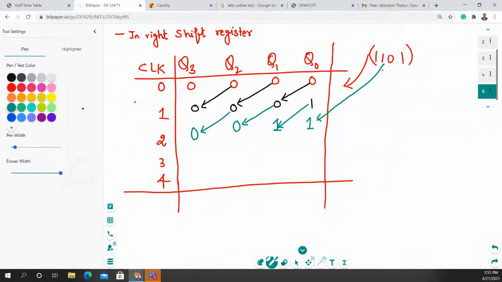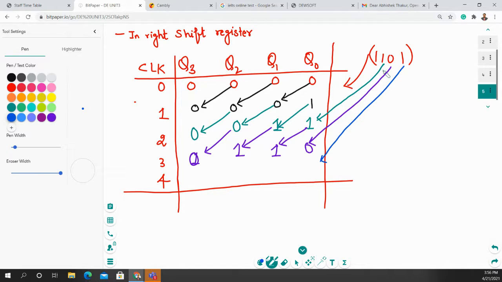What is the next input? Yes, next input is 0110. So you have to take the next input as 0, and shift this one toward the left hand side. Again this one is shifted toward the left hand side, and this 0 will be shifted to the left hand side. Lastly, you have to take the input from here. This is 1, then it is shifted toward the left hand side.